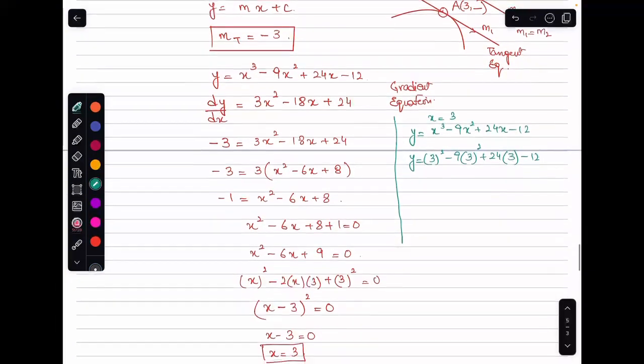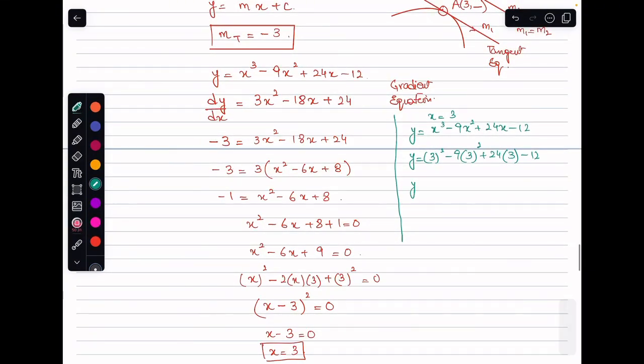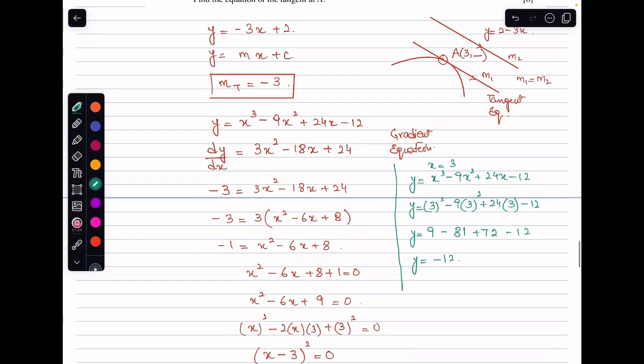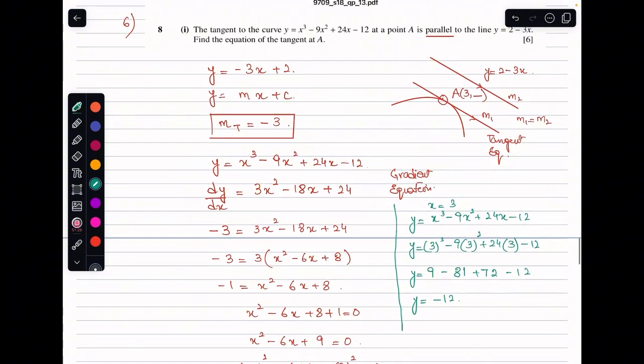So further I can say y equals 27 minus, 3 squared is 9, 9 times 9 gives me 81, plus 72, and then minus 12. So this y value comes out to be negative 12. That means this point A has the x coordinate as 3 and the y coordinate as negative 12.